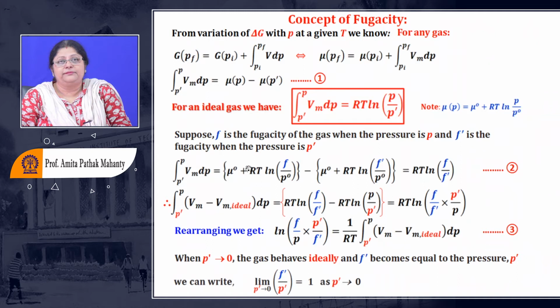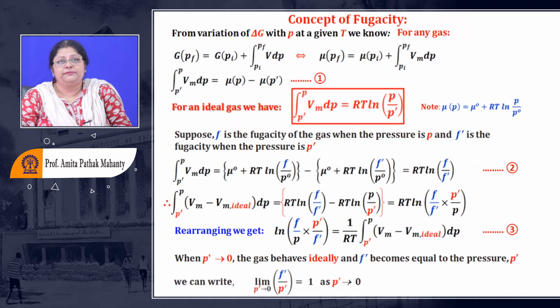Now I rewrite. What will be the change in the integral of the molar volume into dP from P prime to P? It will be nothing but this expression which I had written. Instead of this, I will write F by P naught. This is what I have written, minus the standard chemical potential RT ln F prime by P naught.